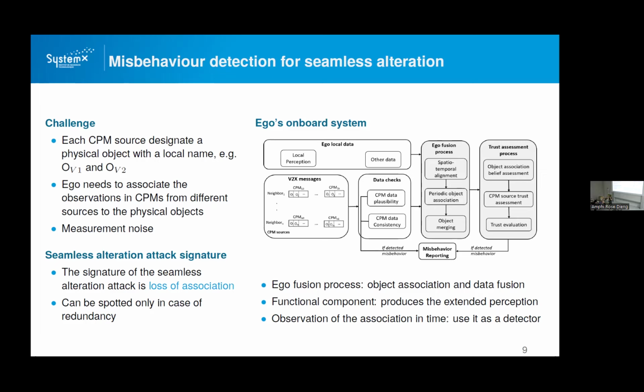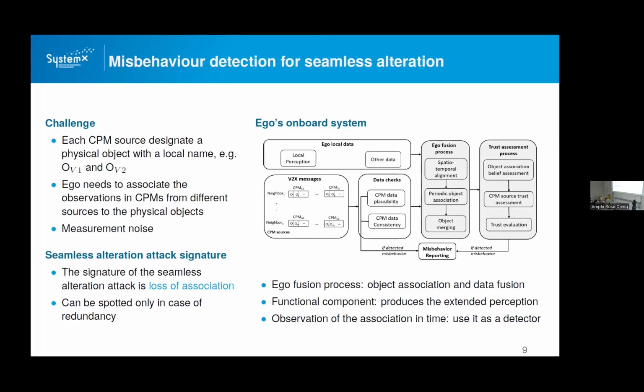So we are going to check our incoming data to see if we spot this signature. And this is the system that we are going to use to do that. You have the data coming in. I have data from three vehicles that periodically send CPMs. I will perform a data check for consistency and traceability, and they will pass because the attack is like this.